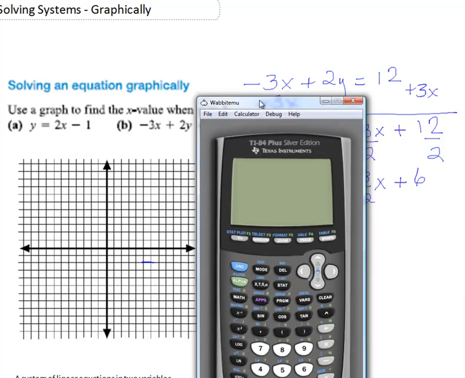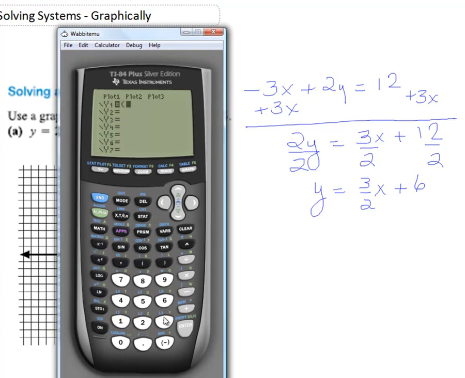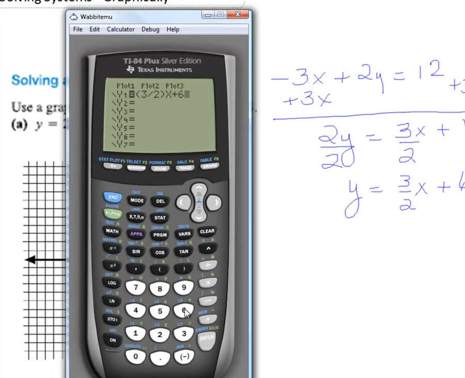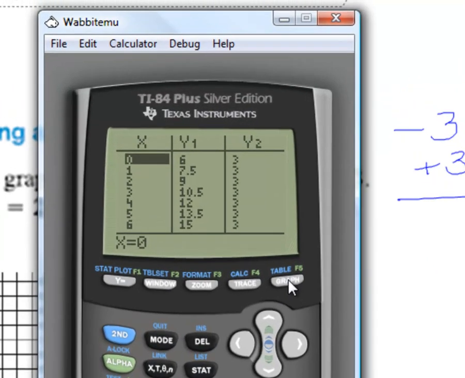And this time we're going to use our graphing calculator just to give us practice. So we're here at our y equals button, and we're going to type in (3/2)x plus 6. I use the parentheses to keep the slope together. And then this time we're going to also graph the horizontal line y equals 3. Notice how we're graphing both: y1 is the first equation, y2 is our y equals 3.